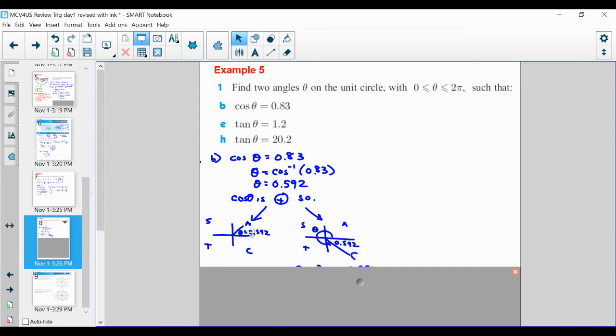So this 0.592 radians always goes between the terminal arm and the x-axis. So here the terminal arm is ending up in quadrant 1, so this is the 0.592 that I found from above. In this quadrant, just a moment, I apologize.